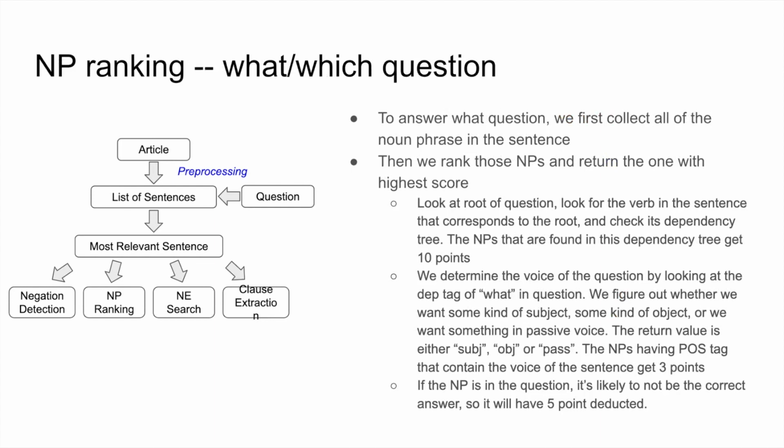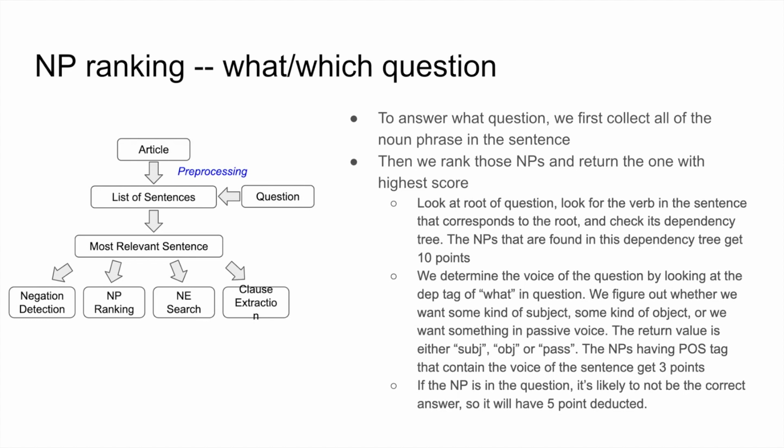NP ranking is how we answer what/which questions. We look at all the noun phrases of the sentence and then we rank them. Those that appear under the dependency tree of the verb of the sentence that we're interested in get +10. We then look at the voice of the question by examining the dependency tag of the word what or which in the question. Noun phrases having the voice we wanted, aka object or subject, passive or active, get +3.